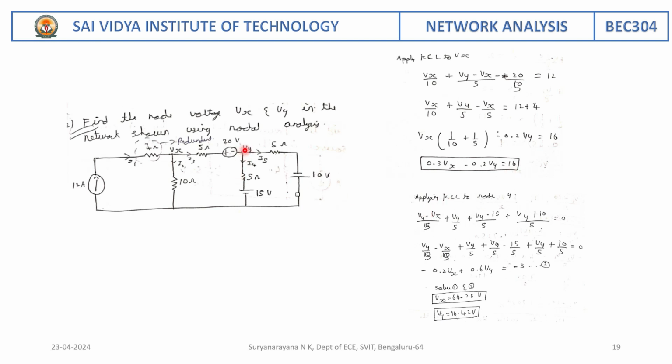Similarly, apply the KCL to node Y. So Vy minus Vx by 5, again Vy by 5. We are going to see here Vy minus 15 by 5. Also, we are going to see Vy, since negative comes here, minus of minus 10 volts is nothing but Vy plus 10 divided by 5 is equal to 0. Simplify the equation and we are going to get the equation in Vx and Vy as shown.